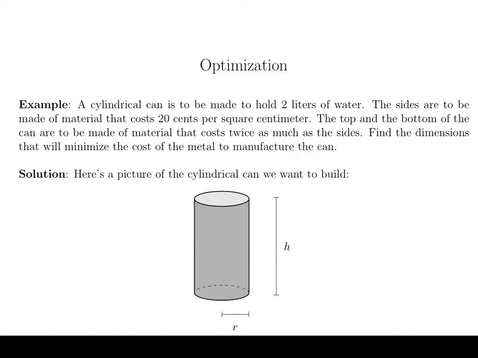We may end up building something tall and thin, like a Red Bull can, or we may end up making something flat and wide, like a tuna can, or it could be something more in the middle, like a can of Coke.